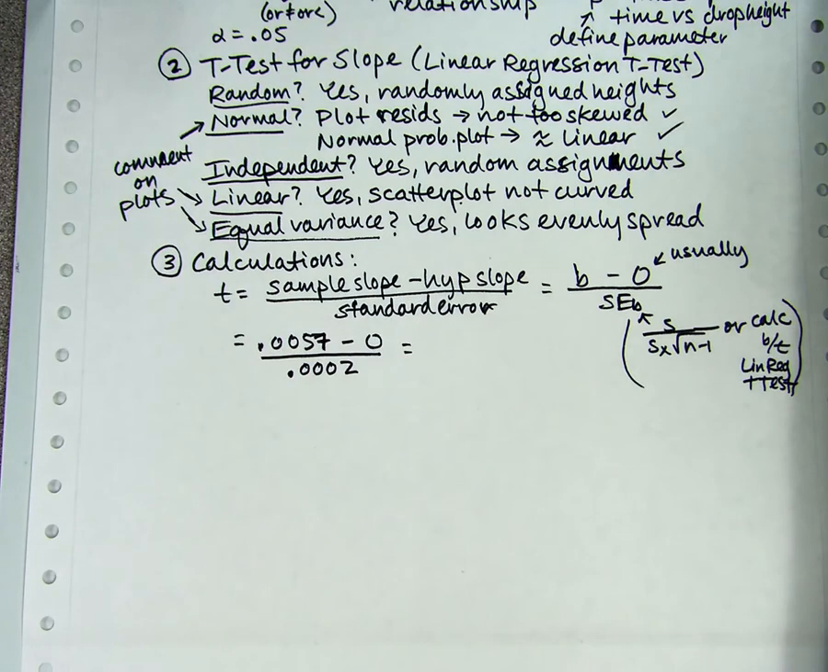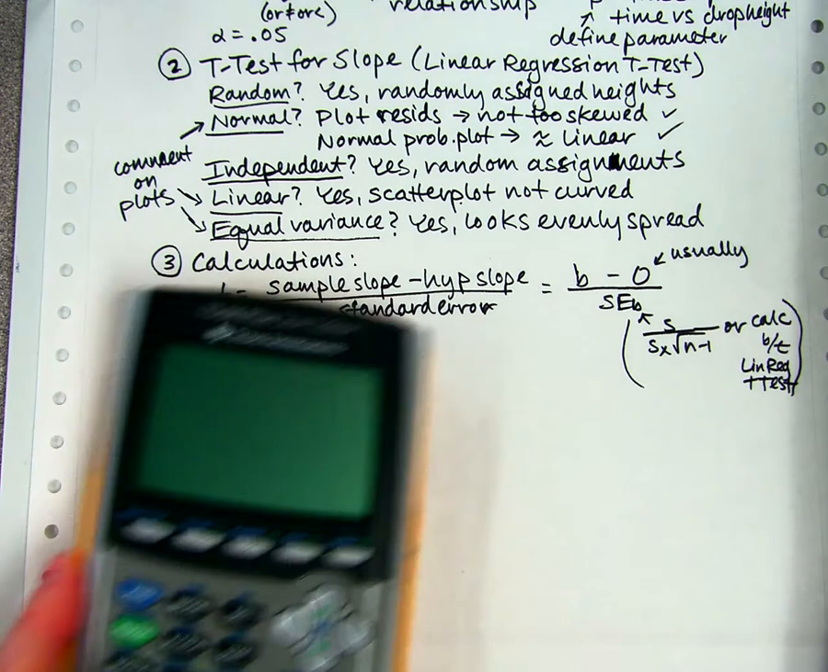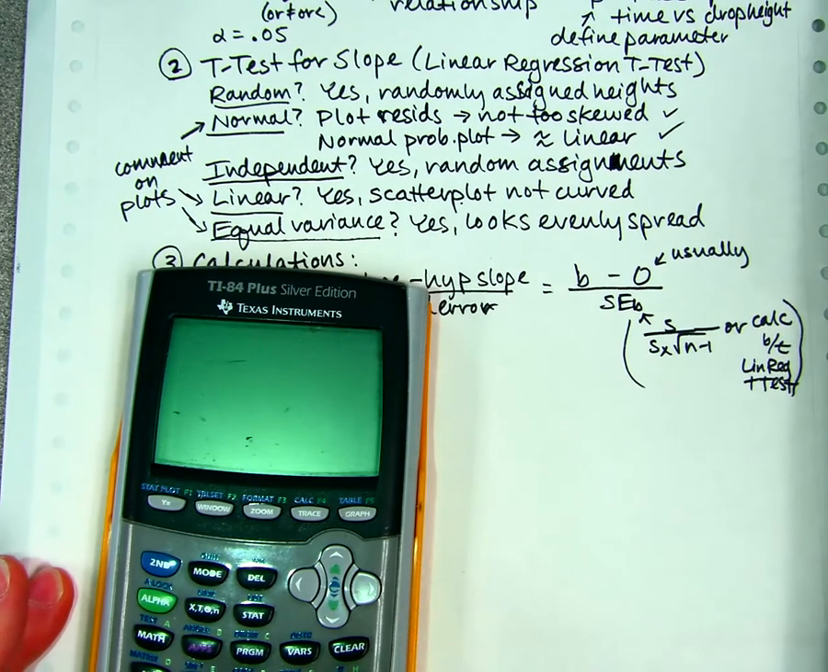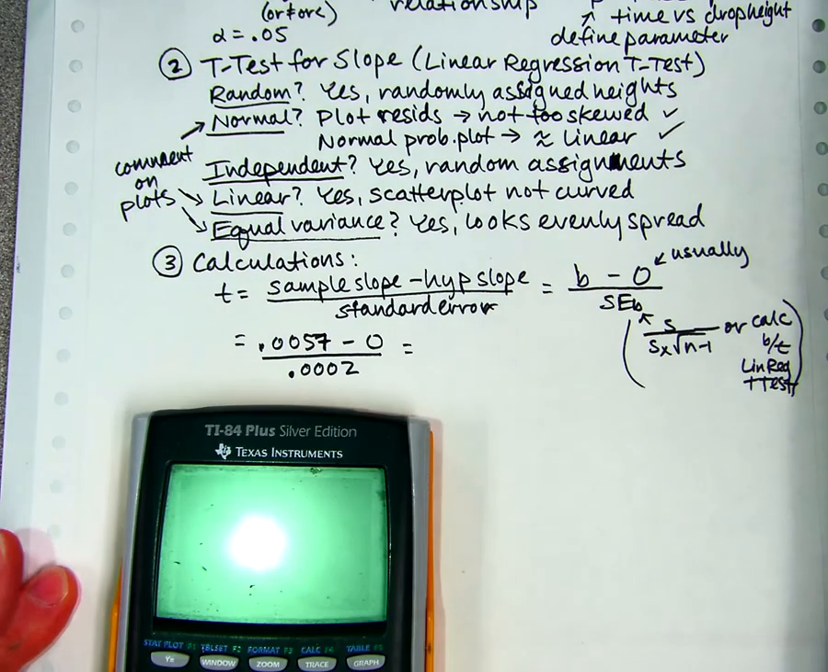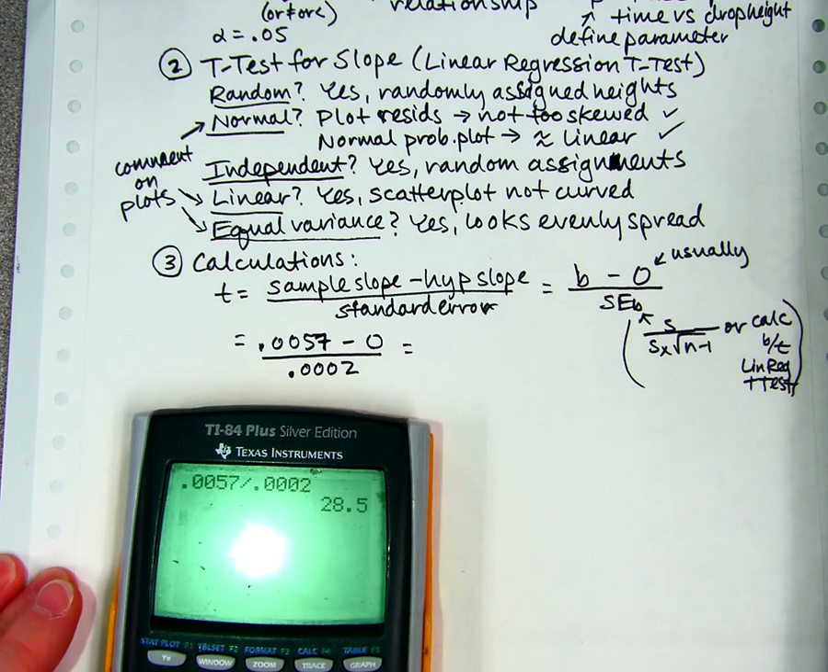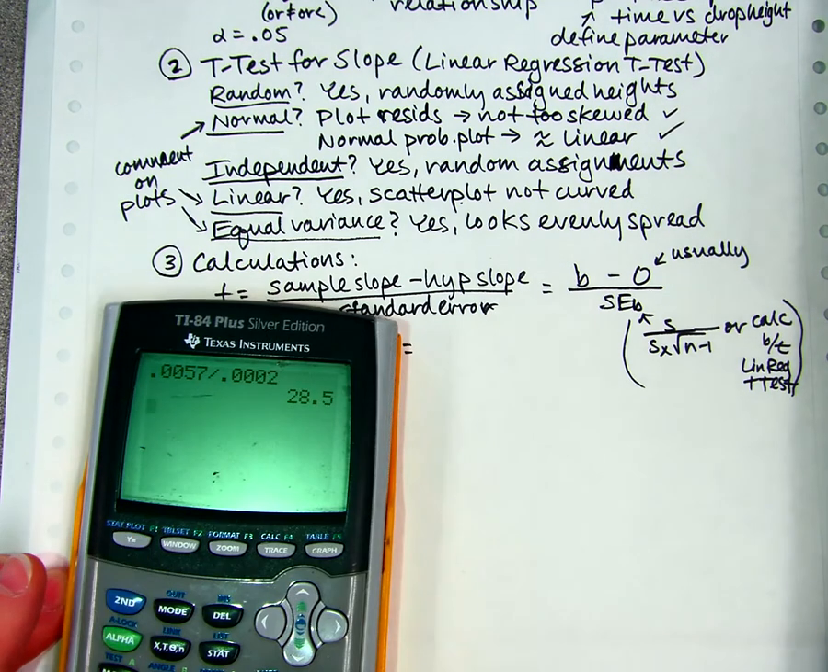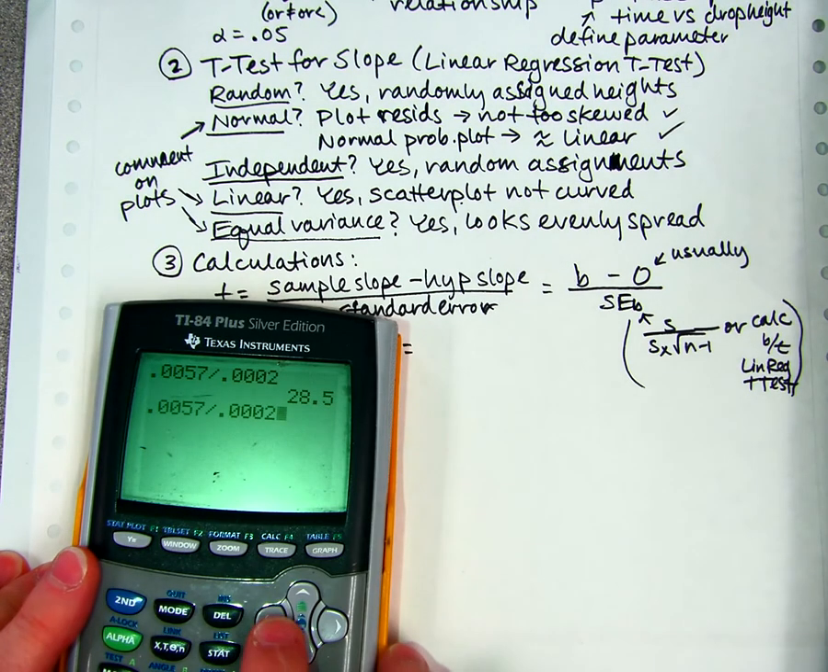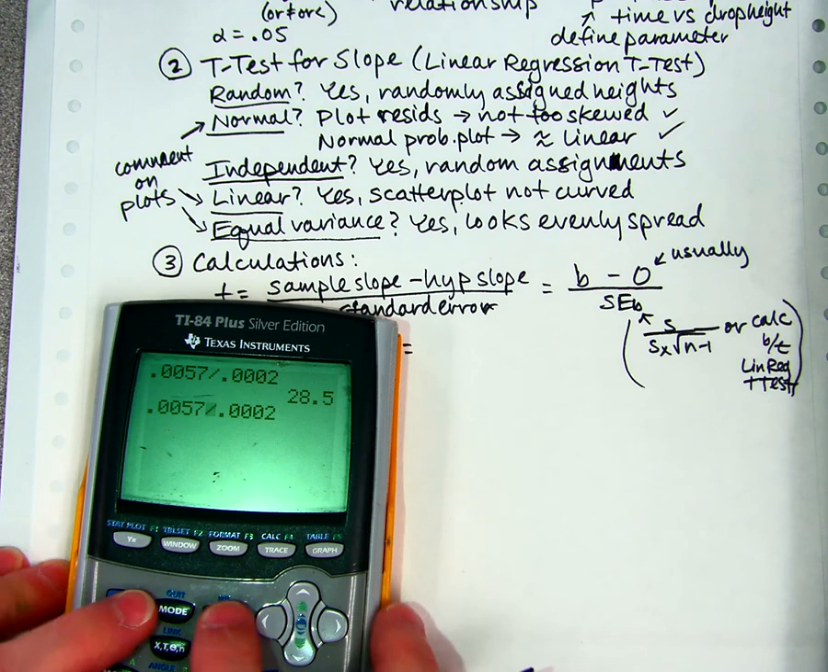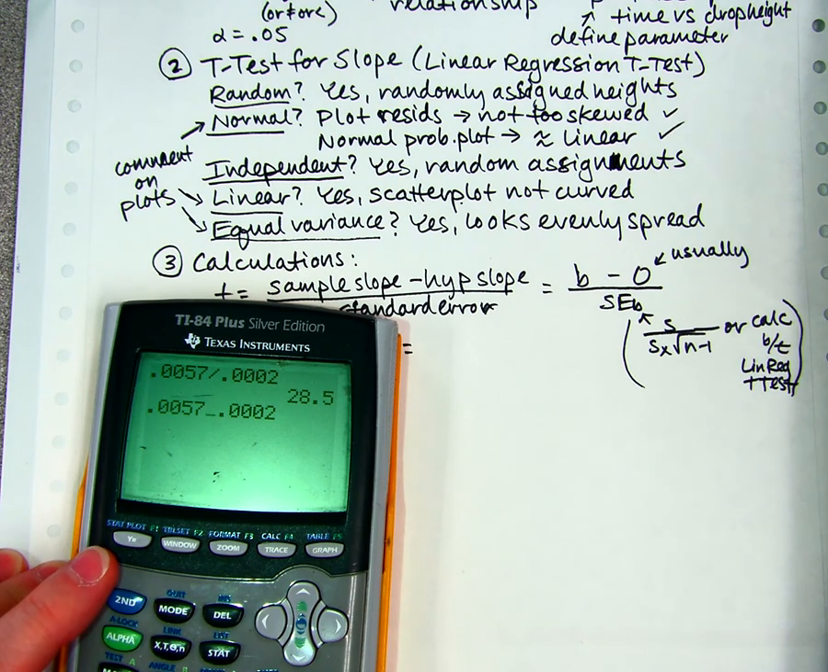And if I do that with my calculator, I forgot to bring the calculator over here, I'll do that next. If I do that with my calculator, I get 0.0057 divided by 0.0002, and I get 28.5, which is a little bit rounded. If I want it to be super accurate, I would type some more digits, and I'm going to do that just because I want you to see what happens.